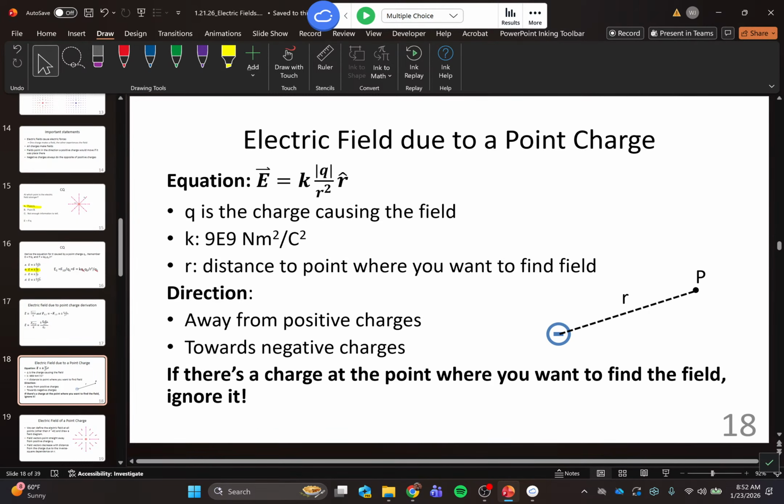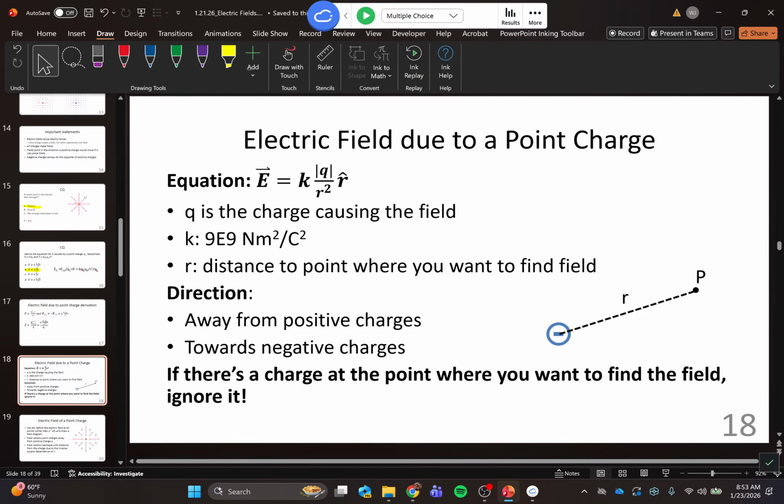So here's the equation for it. E equals k Q over r squared, where Q is the charge causing the field. r is the distance from that charge to the point that we care about. So we're always going to say, what's the field at this location? The direction is away from positive and towards negative. We talked about this.